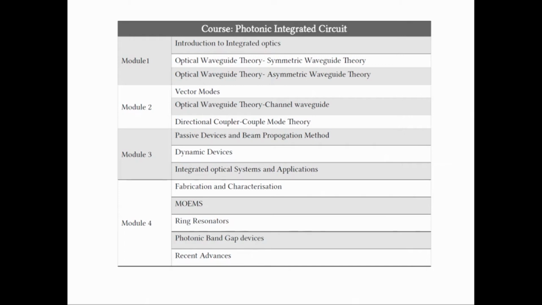Finally in module 4 we looked at the various techniques to fabricate these integrated optical devices. Then we saw some 3 emerging topics, called the optical MEMS, then the ring resonators, and the photonic band gap devices. And of course I would like to very briefly mention the recent advances which we have not covered in this course, which you hopefully in a future course or some other course will be able to undertake.